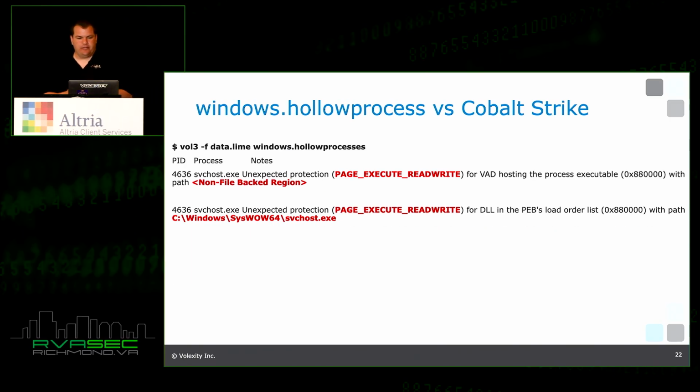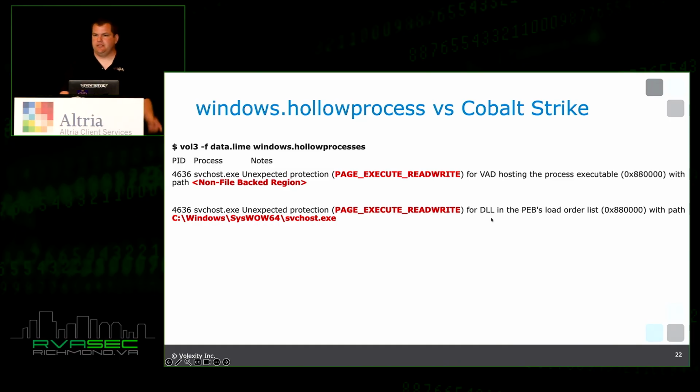Stuxnet's obviously old, so let's look at a newer sample. Cobalt Strike from not too long ago, everyone's favorite friend to defend against, does the same exact thing. In this case, it hollowed out service host. It made it where it's page execute read write, not execute write copy, so we're going to find it right away. And then this is just based on the VADs.